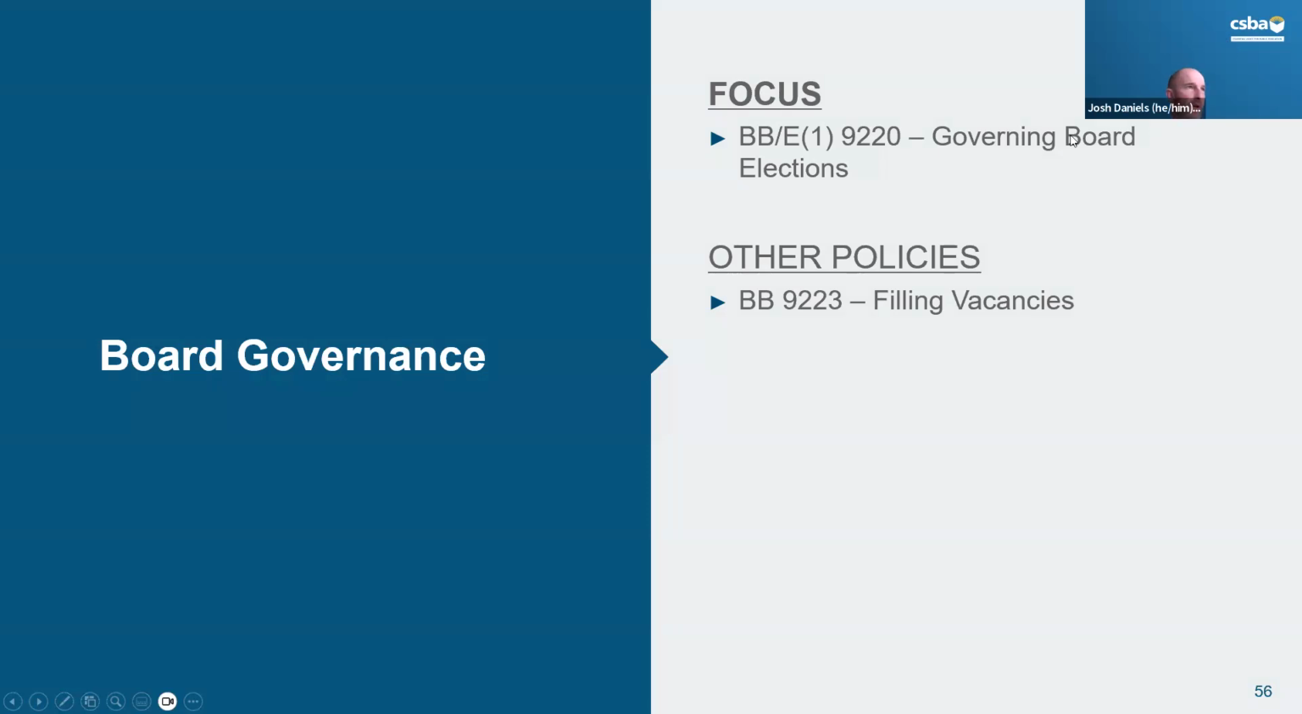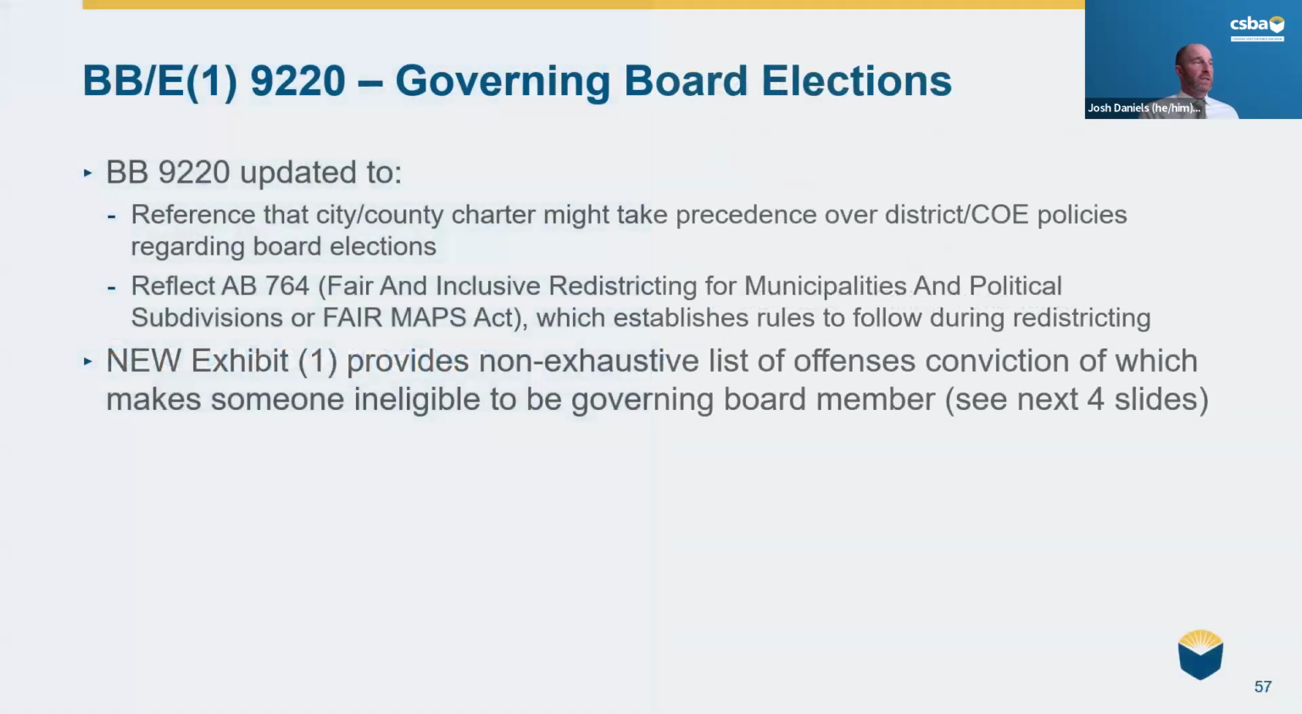Thank you, Barbara. All right, we're just going to cover 2 board bylaws: 9220, governing board elections, and then 9223, filling of vacancies. They are actually quite related, so they sort of go together. We're going to focus on 9220, governing board elections, mainly because of a new exhibit, which I'll get to in a minute. We did update the board bylaw to reference the fact that when you have a city or a county that is coterminous with a school district or a county office of education, it is possible that the city or county charter would take precedence over the local district or county policies.